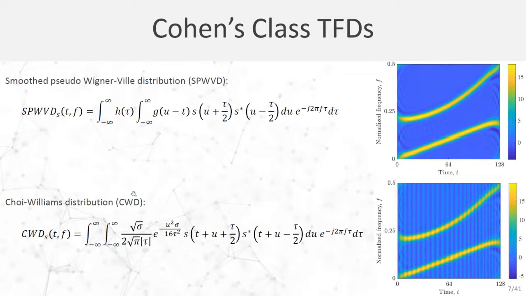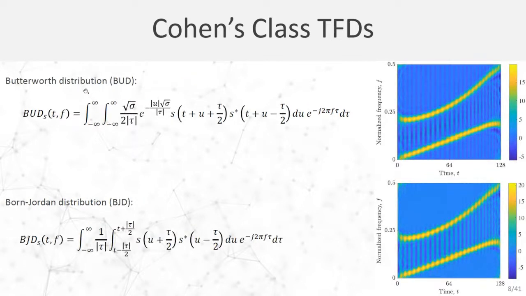Next is the Choi-Williams distribution, which is a reduced interference distribution designed with a special exponential kernel function in the ambiguity function domain, where we can control the width of this kernel and control the trade-off between the time-frequency resolution and the suppression of interference terms. This distribution has a slowly decaying kernel, and that's why it does not suppress well the low-frequency cross terms. This is solved by applying its upgrade called the Butterworth distribution, which suppresses these terms by using the low-pass Butterworth filter in the ambiguity domain.